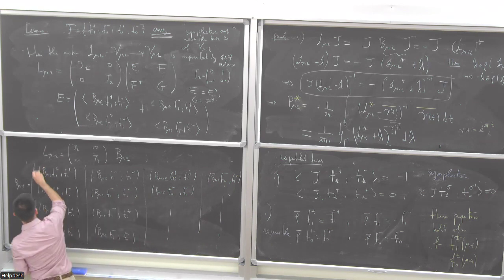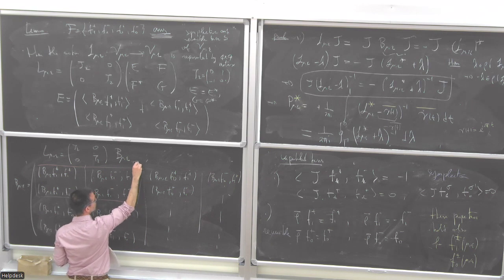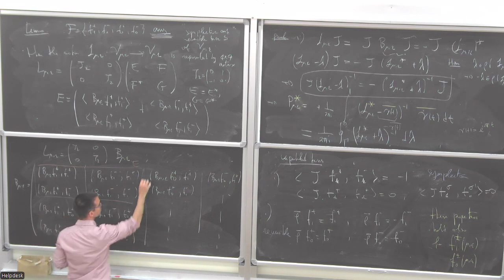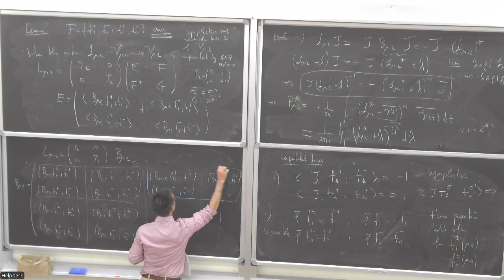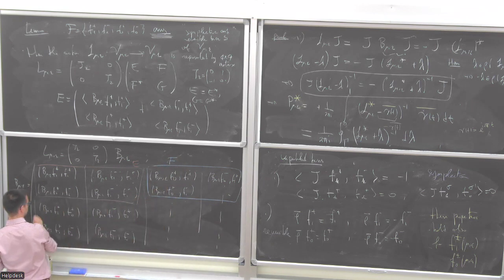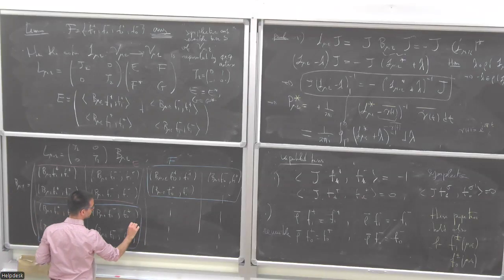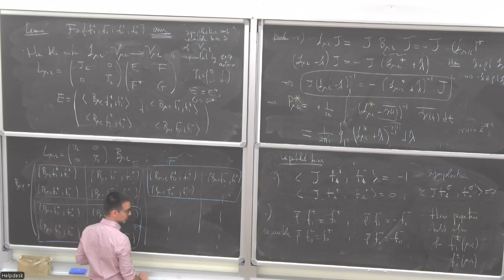And then I call this E. I call this instead the 2 times 2 block F. This is F star. And this last block, I call it G.